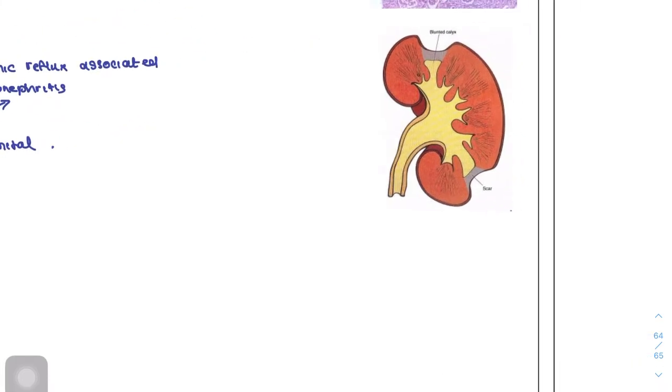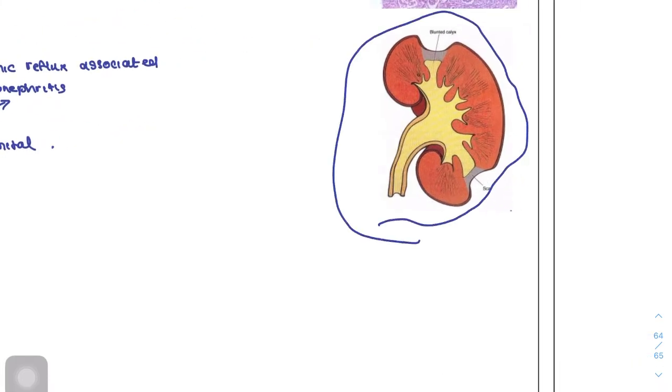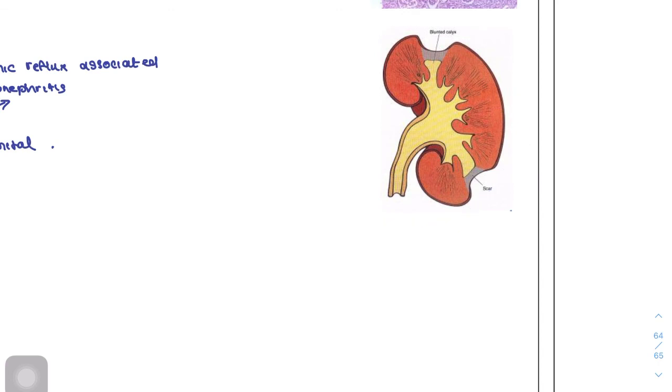And this is going to be the typical appearance. You get blunted calyx and scarring. You can see the papilla has gone. There's no papilla.